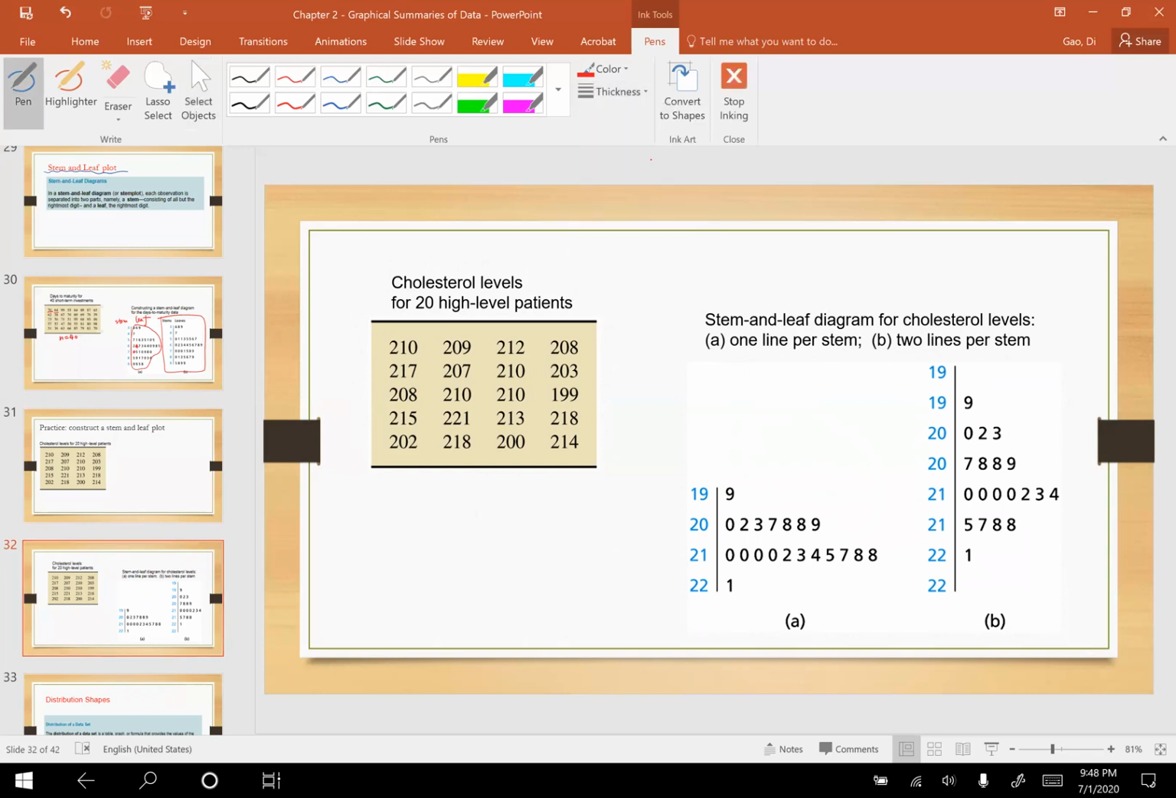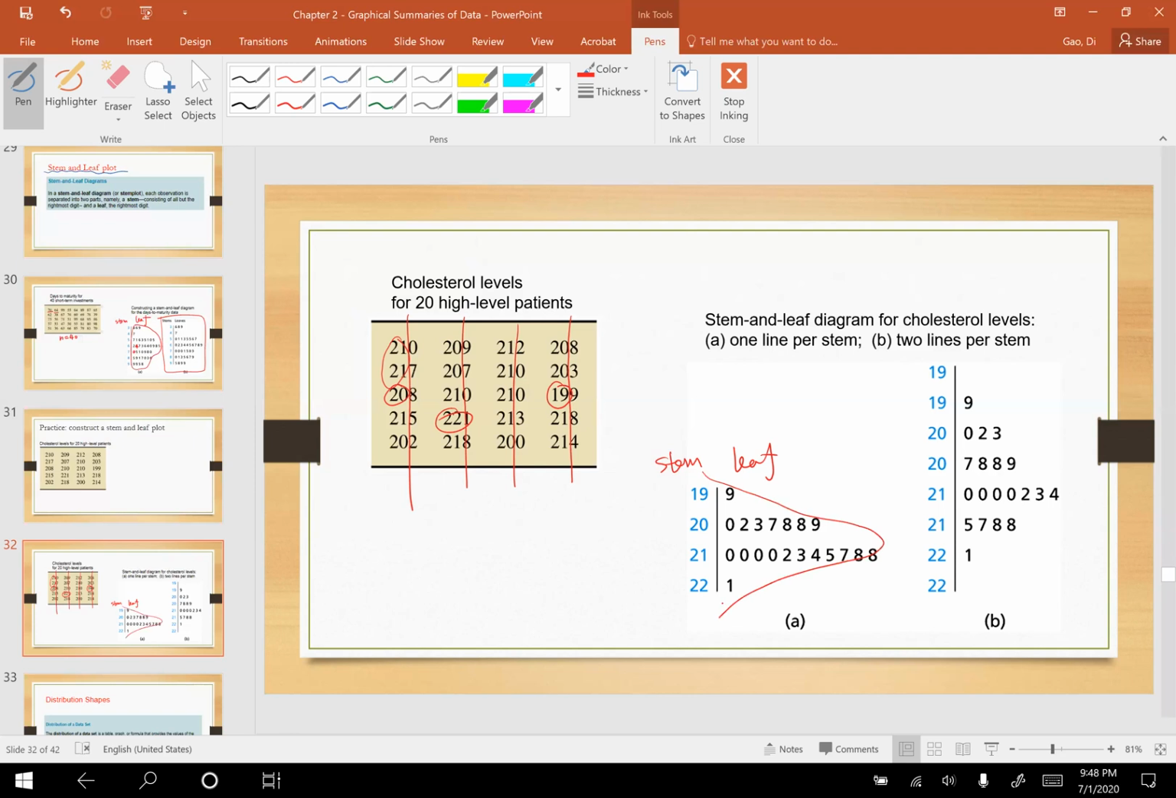How do we find those? We can just draw a line, separating the rightmost digit from all the other numbers. Now if you look, we have 21, we have 20, we have 19, and for one value we have 22. Then we do the same thing as the last example and complete the stem leaf plot. This is the stem, this is the leaf.